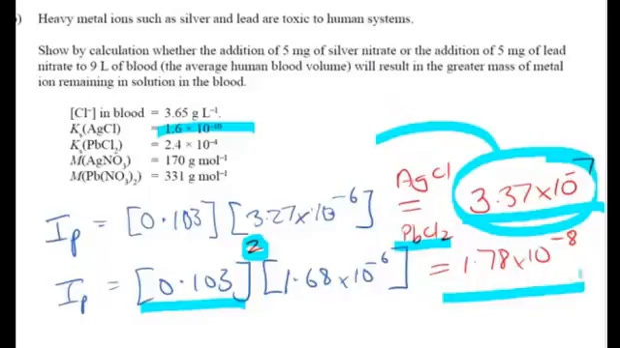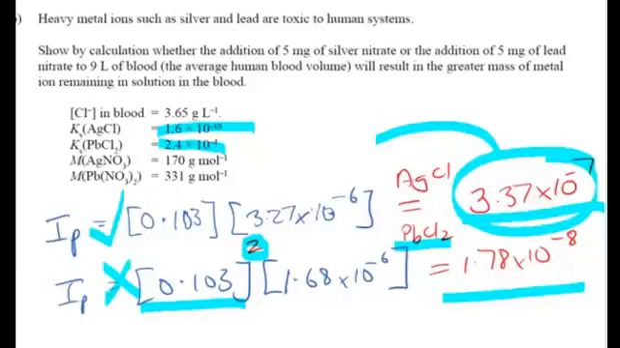Then in the second case with lead chloride, the Ks is 1.78 times 10 to the negative 8. This number is much smaller than the solubility product, in which case there won't be a precipitate. So there will be in this one, and there won't be in that one.